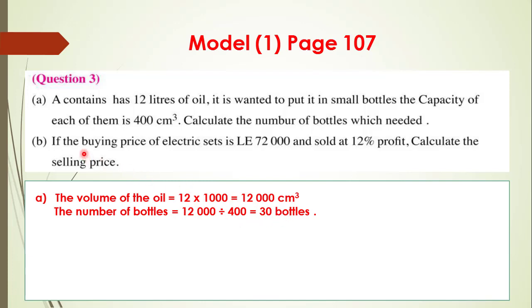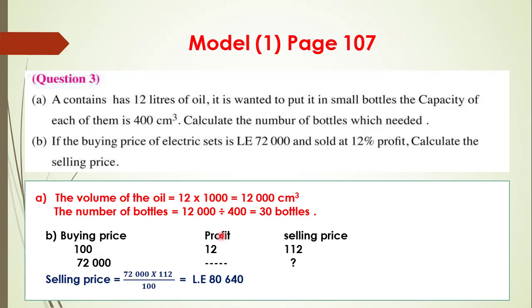B, we have here the buying price of an electric set is 72,000 pounds and it was sold at 12% profit. Calculate the selling price. As we said before, we have buying price, then profit and selling price. We will put a base of 100. If the buying price is 100, the profit is 12, then the selling price is 112. But here in the real case, we have a buying price of 72,000 and we don't know the selling price.